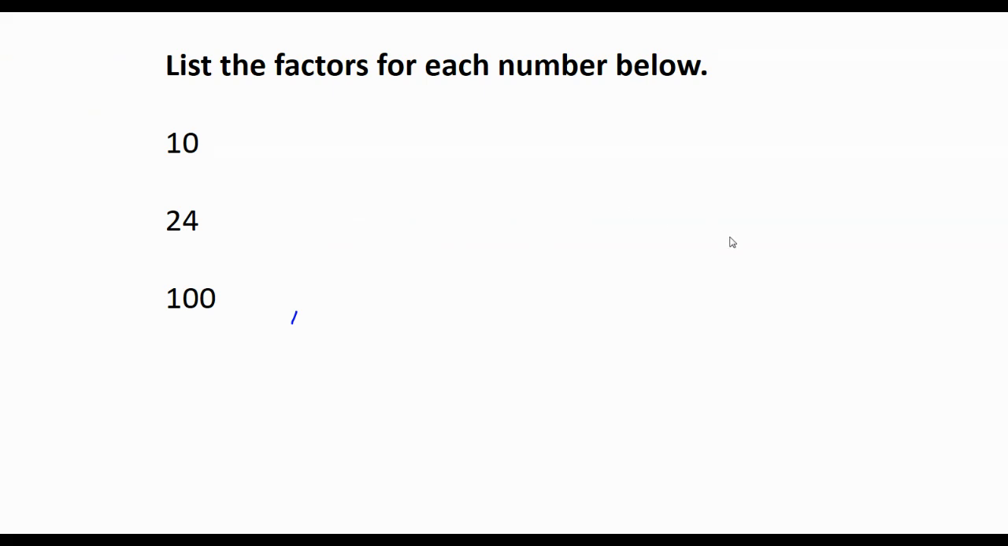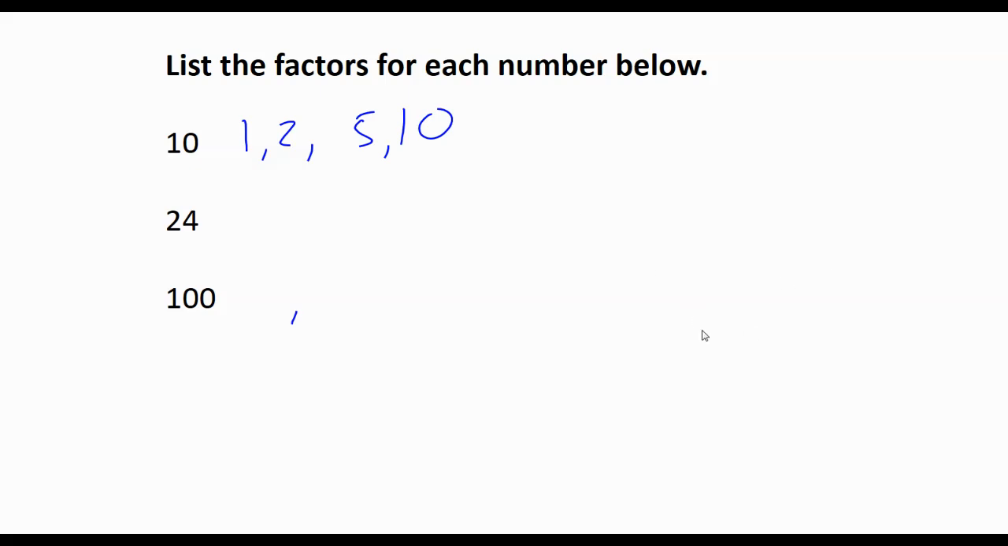So let's try and list some more factors here. What about the factors of 10? I could do 1 and 10. I could do 2 times 5. 3 doesn't go into 10. 4 doesn't go into 10. And now I'm back to 5, so I'm done. There are only 4 factors of 10: 1, 2, 5, and 10.